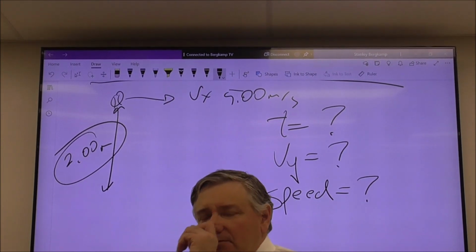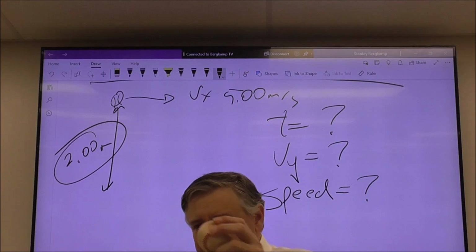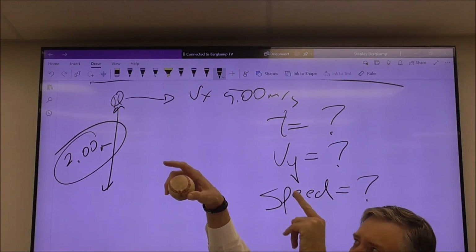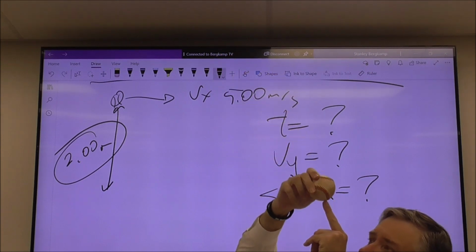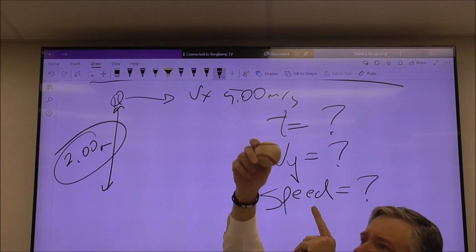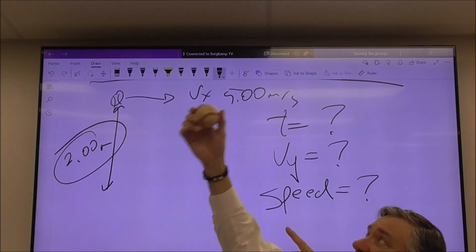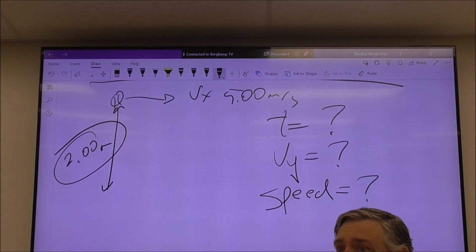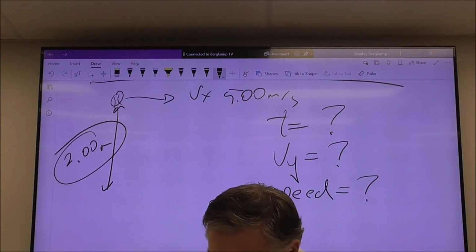lands. Okay? Now, when I'm talking about speed, imagine that you have a little radar gun in the ground, and you're shooting that radar gun at that ball as it approaches you. And you're trying to figure out what's going to be the reading on that radar gun, which is going to be a combination of your horizontal and vertical velocities. Okay, so let's talk about time.